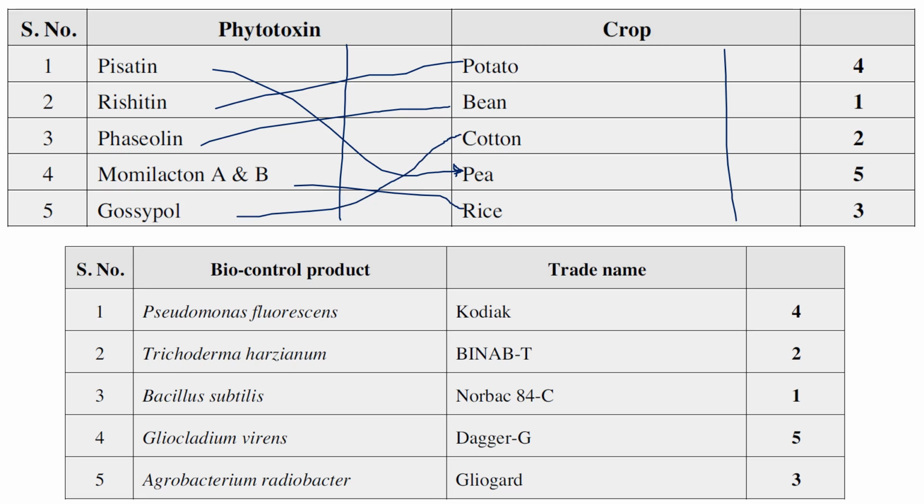Now biocontrol products and their trade names: Pseudomonas fluorescens, Dagger G; Trichoderma harzianum, Binab T; Bacillus subtilis, Kodiak; Gliocladium virens, GlioGard; Agrobacterium radiobacter, Norbac 84C. And this Agrobacterium radiobacter has two kinds of strains, K84 and K1026, Galltrol and Nogall, the trade names that are sold outside.